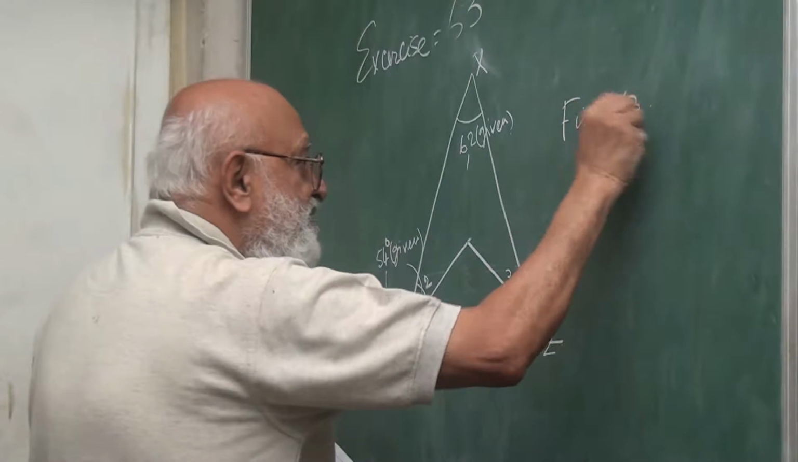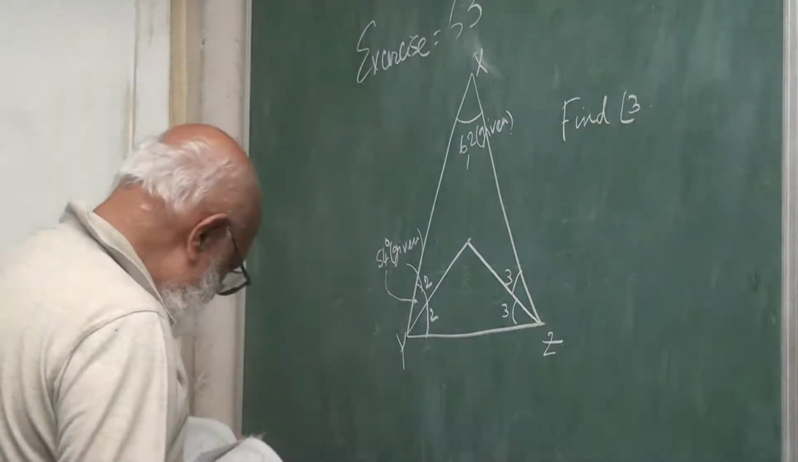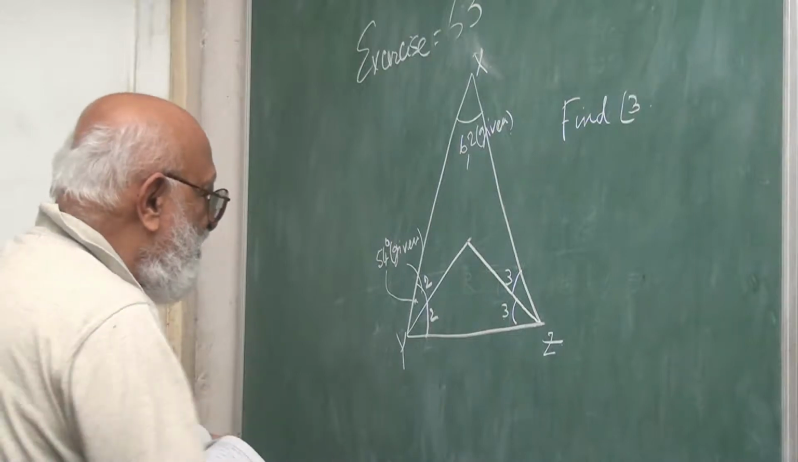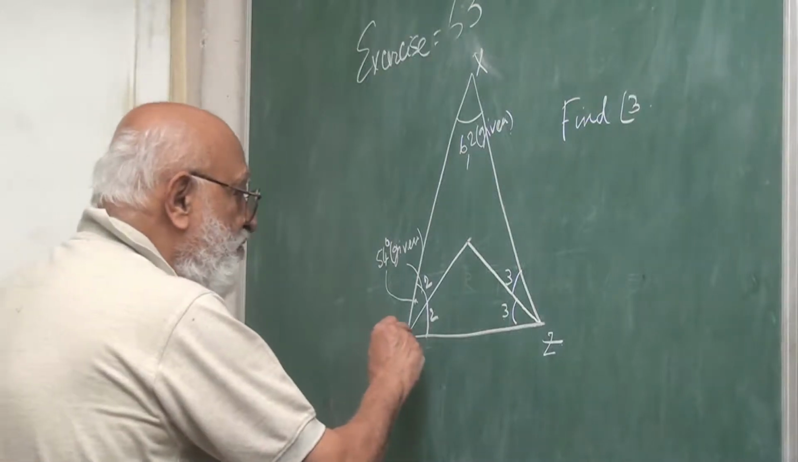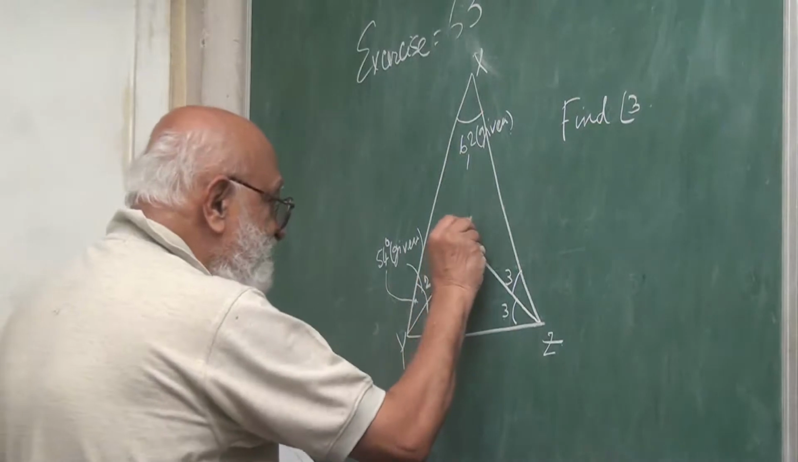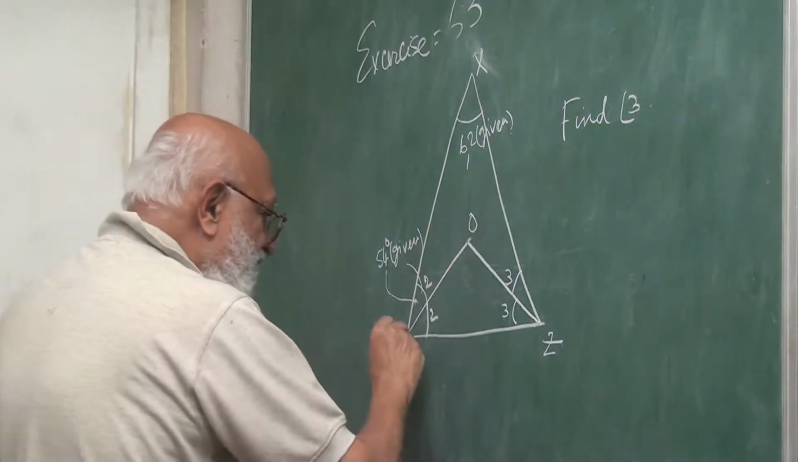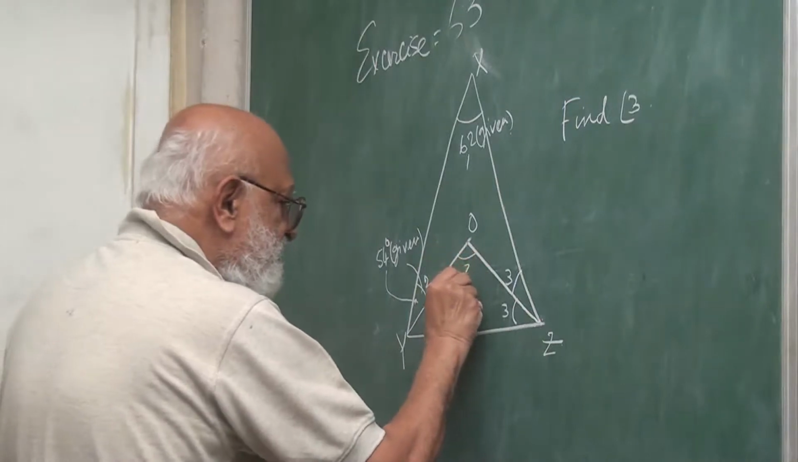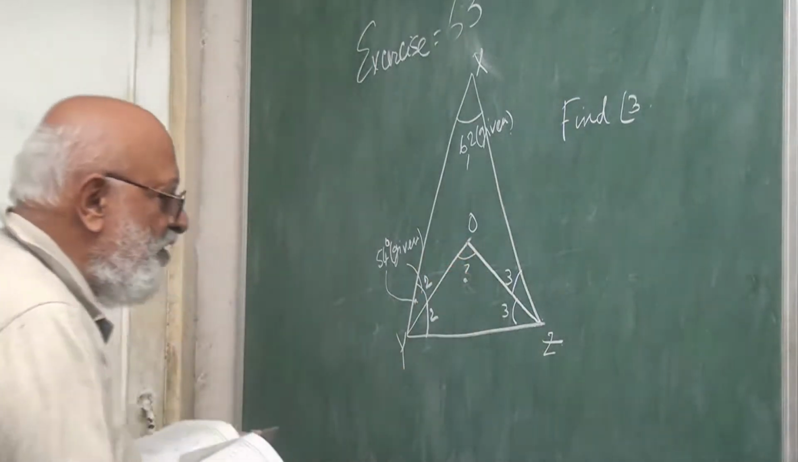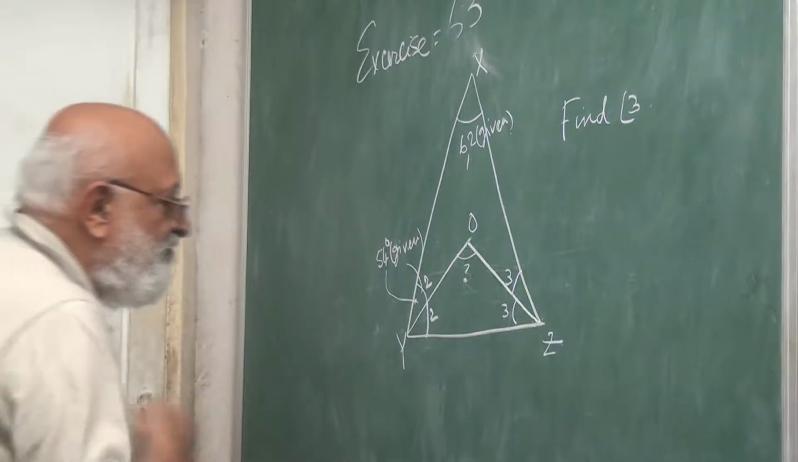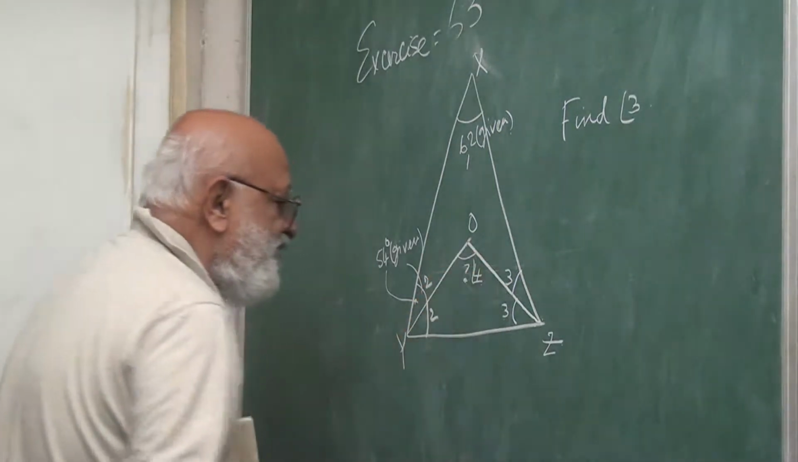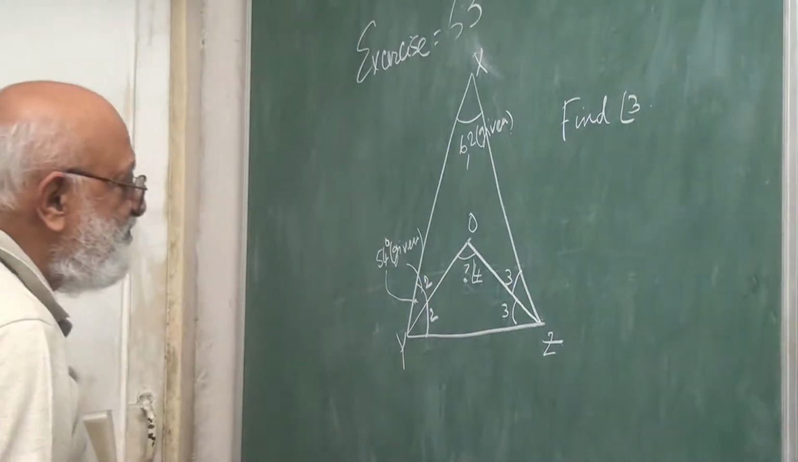Find angle 3. And YOZ. What is Y? This is Y. Angle YOZ. Find out this angle. Now I have not marked anything given. For completeness, let us say this is angle 4. What do I do then?